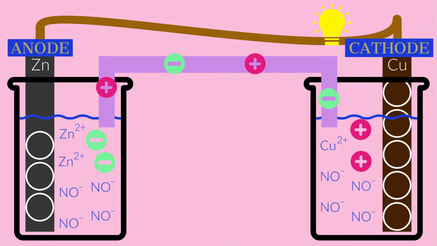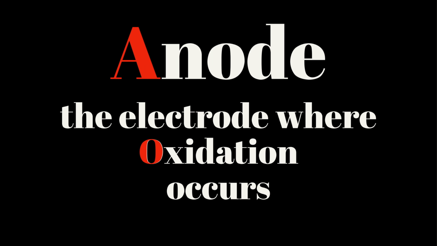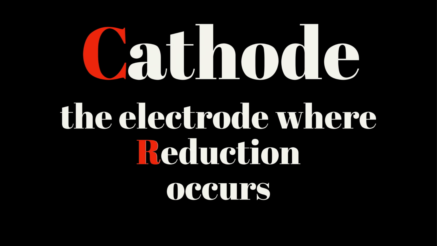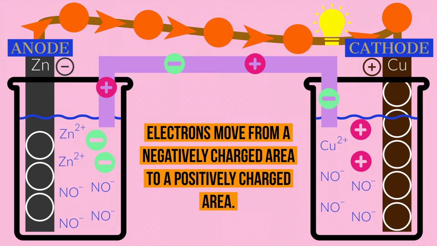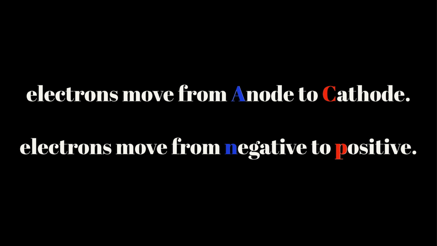One way to remember this is oxidation and anode both have a vowel as their first letter. And reduction and cathode both have a consonant as their first letter. The direction of the motion of electrons is from the anode to the cathode. The anode has a negative charge and the cathode has a positive charge, because naturally electrons move from a negative area to a positive area. To remember this, N comes before P just as A comes before C.